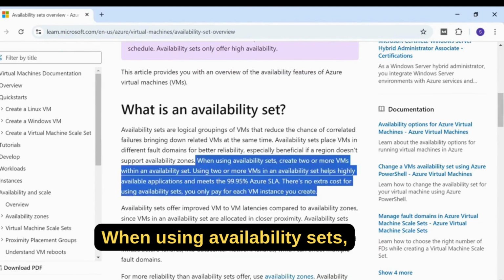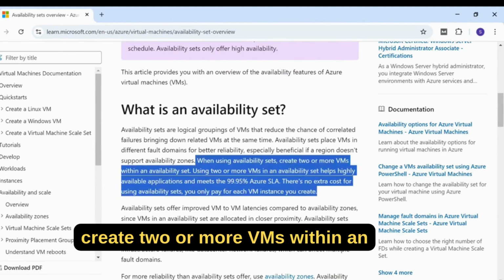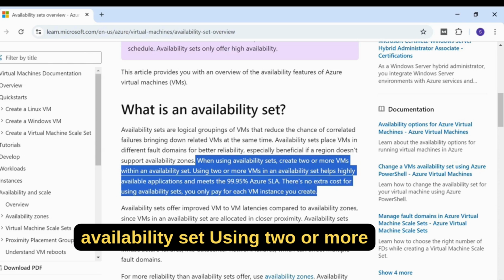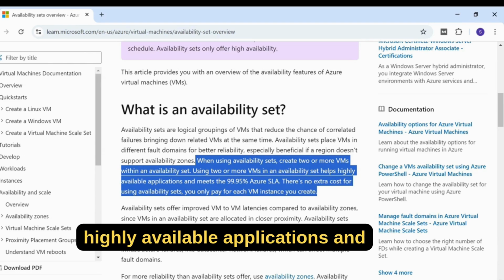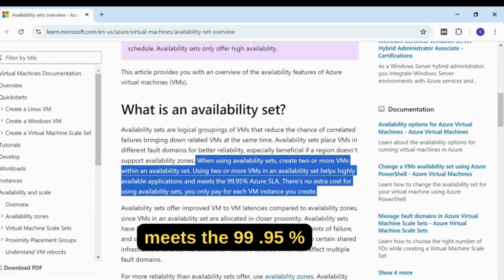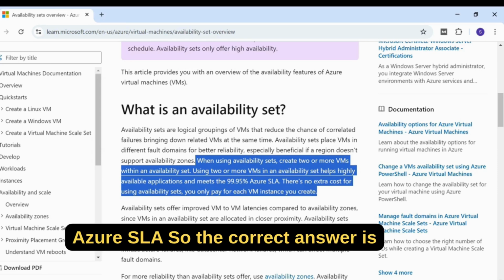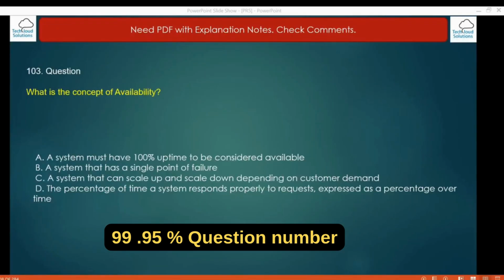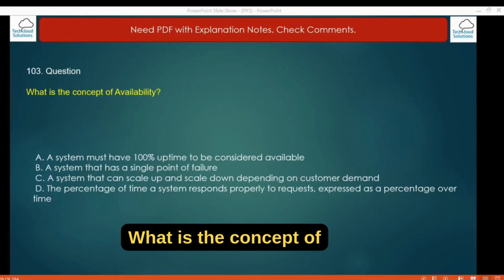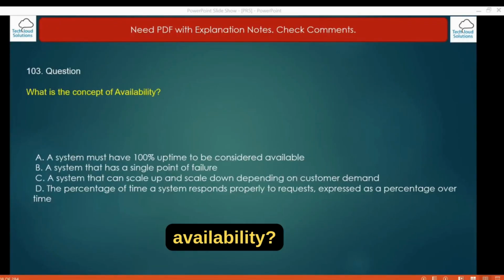When using availability sets, create two or more VMs within an availability set. Using two or more VMs in an availability set helps you build a highly available application and meets the 99.95% Azure SLA. So the correct answer is 99.95%.